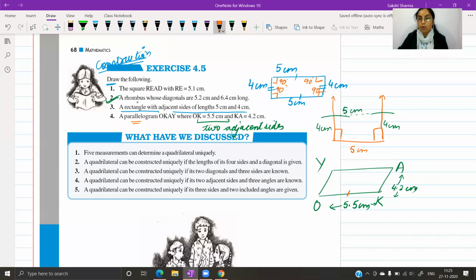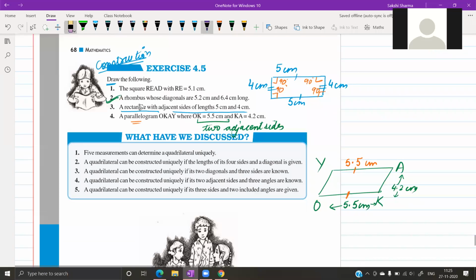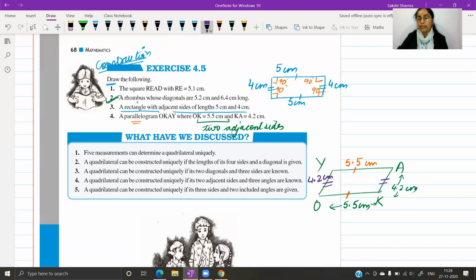So that means OK and YA will be equal. This side will be 5.5 centimeters. Is that correct? Yes, ma'am. And the other side, YO, this will be equal to AK and this will be 4.2 centimeters. We have 4 elements now. दिए 2 थे उन्होंने, हमारी तरफ से कितने हो गए अब? 4 elements. We need one more element in order to complete this parallelogram. Do we have that?